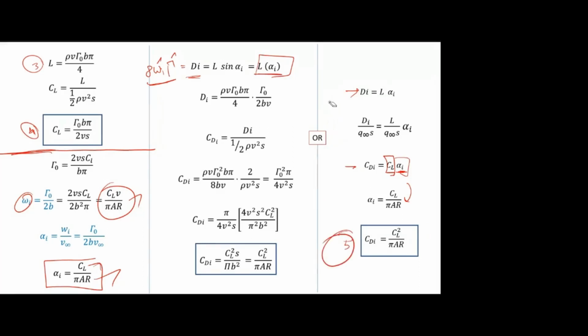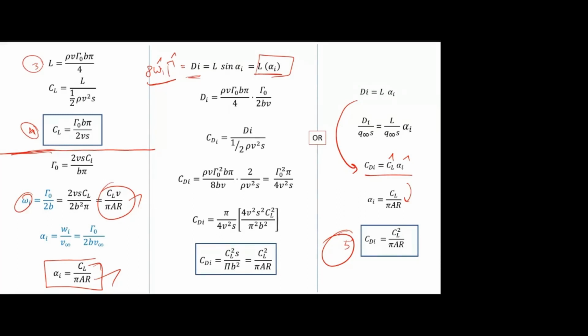So from drag I am finding CDI. The final term CDI I need in terms of CL only. So this time I'm just keeping CL alone, and substituting alpha I in terms of CL. Then I'm getting CL square divided by pi AR. That's it. This 12-mark derivation is over.